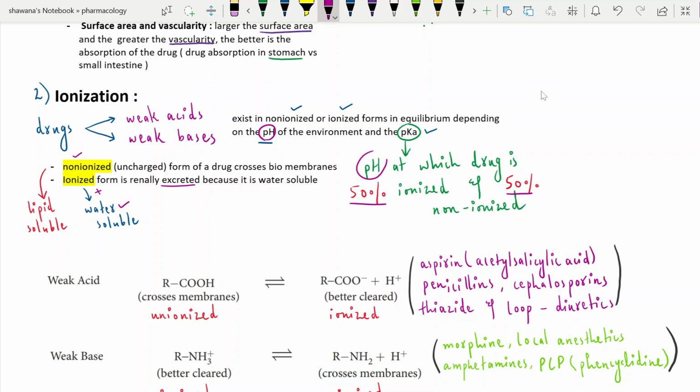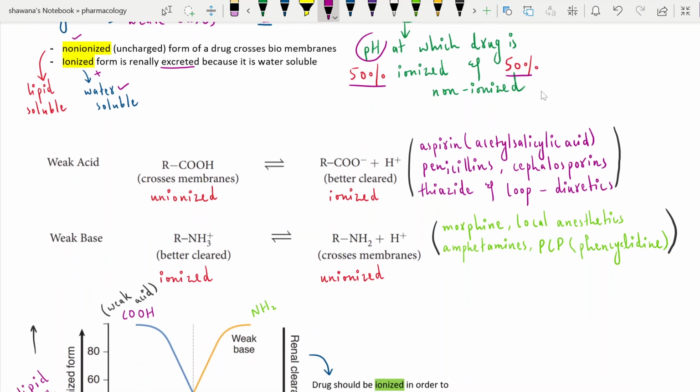So what is ionization? It means that the pKa of the drug is the pH at which the drug is 50% ionized and 50% non-ionized. And non-ionized forms are more likely to cross the biological membranes than ionized forms. So this is an equation, and just go through this equation and you will be clear on how ionized and non-ionized forms are interlinked. Weak acid.